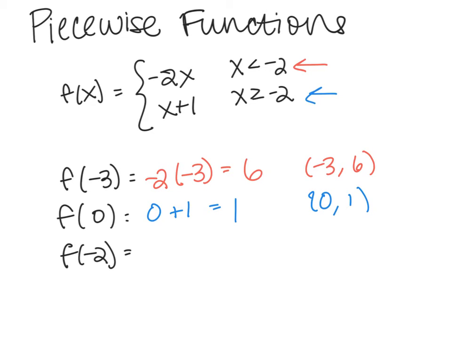Then for the last one, for f of negative 2, here's where we have to notice the top one says less than negative 2. The bottom one has that or equal to, so we would use the bottom equation. Negative 2 plus 1 is negative 1. So we know the point negative 2, negative 1 is on the graph. So when you're plugging in, you just follow the domain rules. You only plug into the part of the function that fits in the domain.